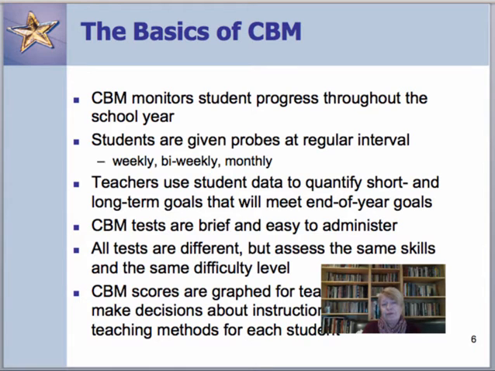And you can use student data to quantify your short and long-term goals that will help you meet the end of your year goals. So you can actually use the data that you're collecting to help you develop realistic benchmarks for the year. They're brief and easy to administer. They don't take a lot of time. So rather than that hour or hour and a half or even 2 hours that it might take to administer a standardized test, a curriculum-based measurement is often administered in as short a time as 10 minutes.